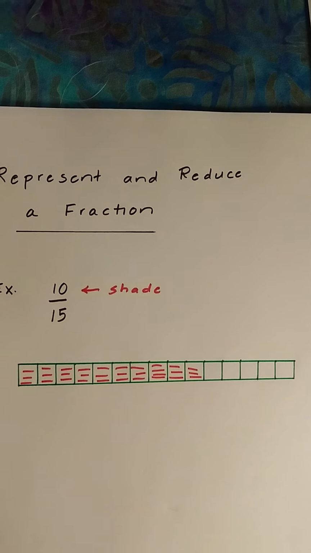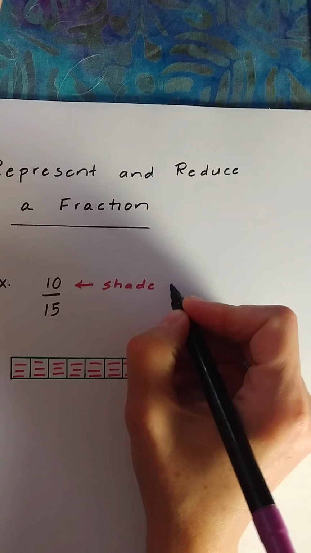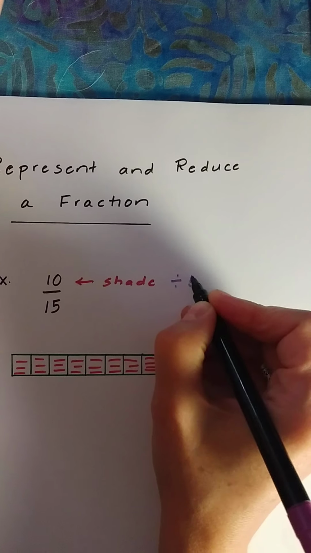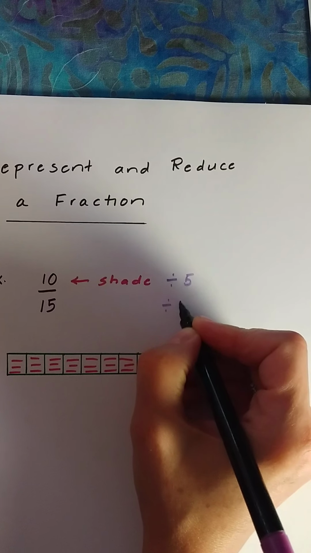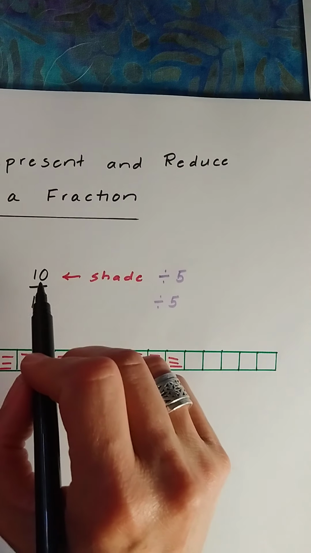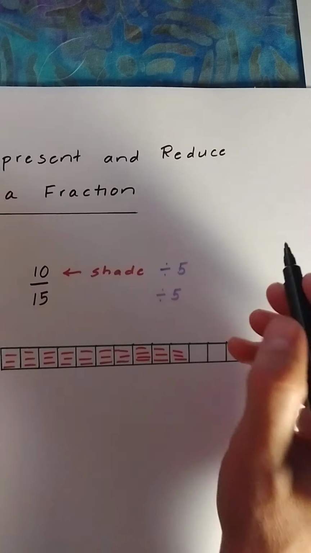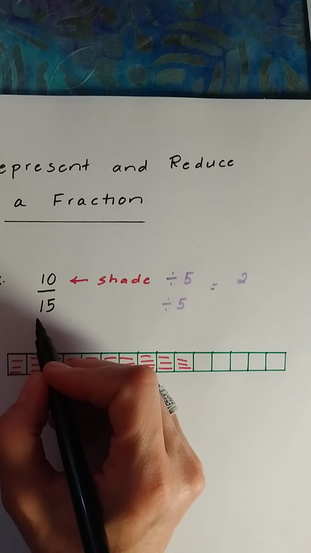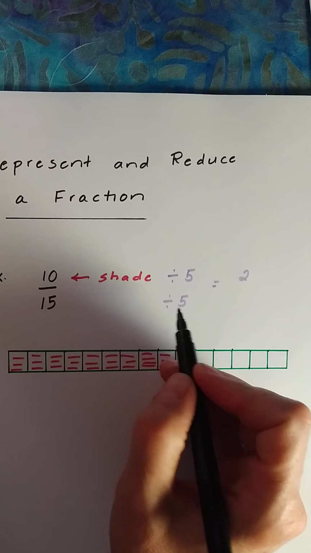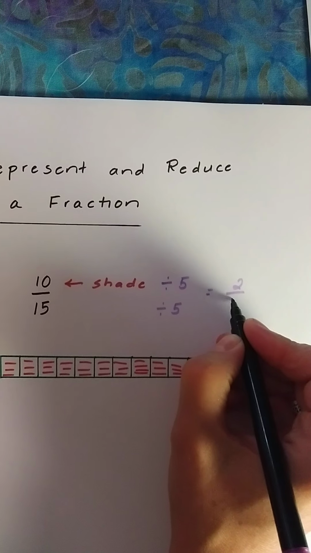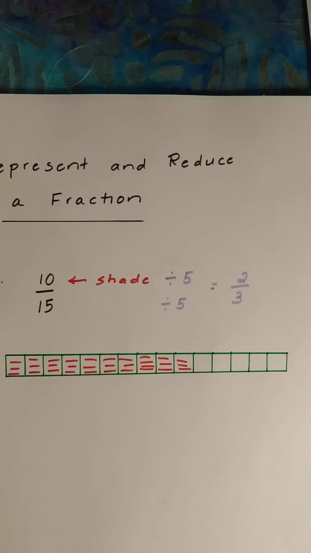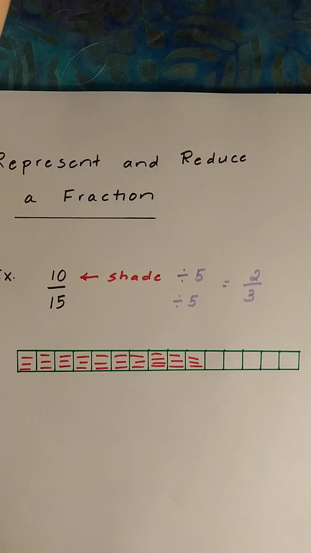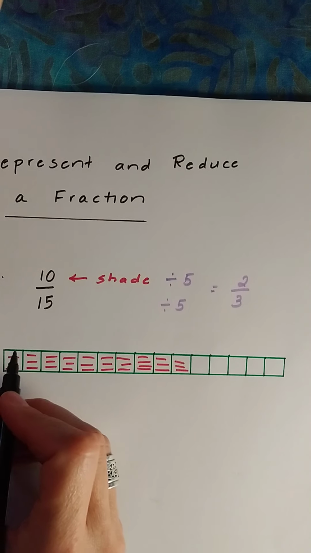So rest my elbow down here. Ten made into groups of 5 will create 2, and 15 made into groups of 5 will create 3. Down here in my diagram, I'm actually going to show those groups of 5.